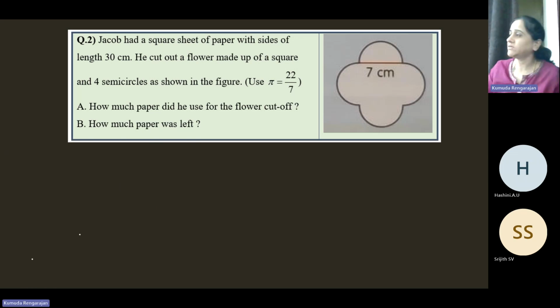What does Jacob have? He has a square piece of paper of side 30 centimeters. What does he do with it? He cuts a flower-like design as shown here. What should you find? What are the two questions? What is the area of this flower-like design, how much paper? And then how much paper is left?